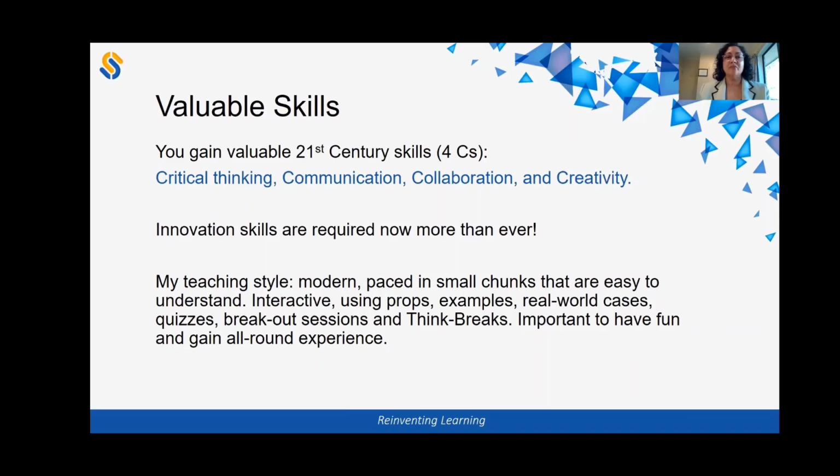And I also give you the opportunity to apply some of the methods that I teach, and you can apply it in your own time. So it's completely up to you how far you take your application side of things. And along the way, it's important to enjoy, learn, have fun, and gain an all-round experience.